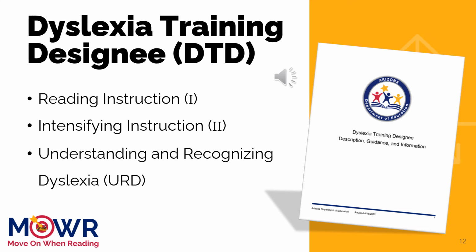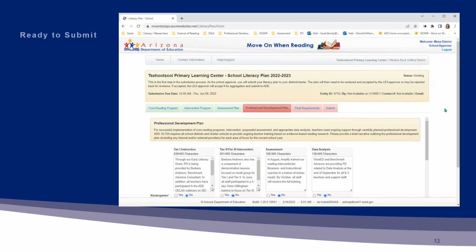The DTD is required to provide evidence of training in each of the following areas: reading instruction, intensifying instruction, and understanding and recognizing dyslexia. This portion of the literacy plan will be especially useful to the MOWR team as we continue to provide additional support of this new legislative requirement.